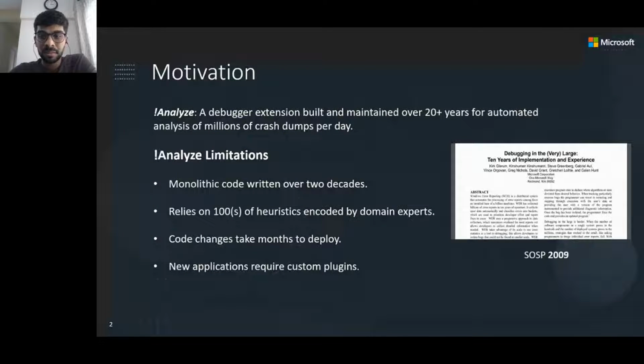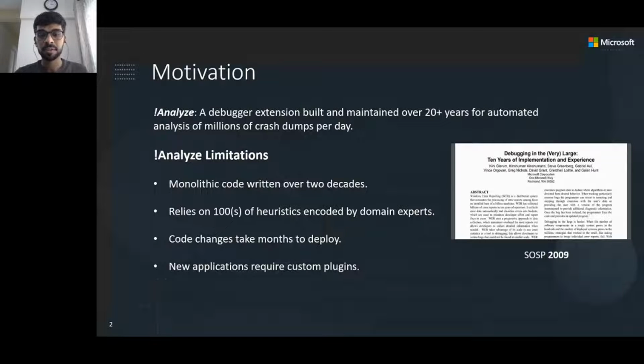So this debugger extension has been built and maintained for over 20 years and performs various kinds of automated analysis of crash dumps, such as finding the blame frame, finding the issue in the stack, and so on. But despite its success for two decades, there are still some challenges that we're seeing today. First, the code base has become old and monolithic, and it's become hard to maintain.